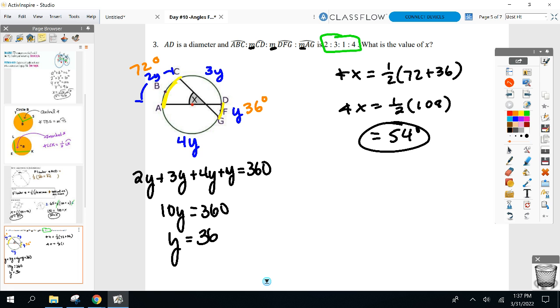Wouldn't angle x be equal to 2y? No. Is angle x a central angle? No. So it can't be equal to its arc. That's only for central angles. Angle x is a floater, so that's why I did the 72 plus 36. A very common mistake right there. Make sure central angles come from the center.